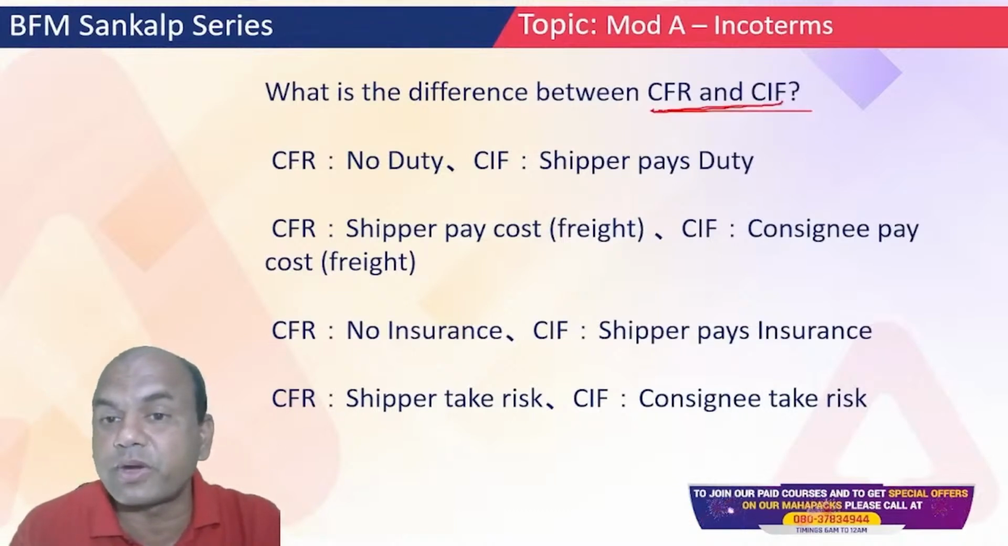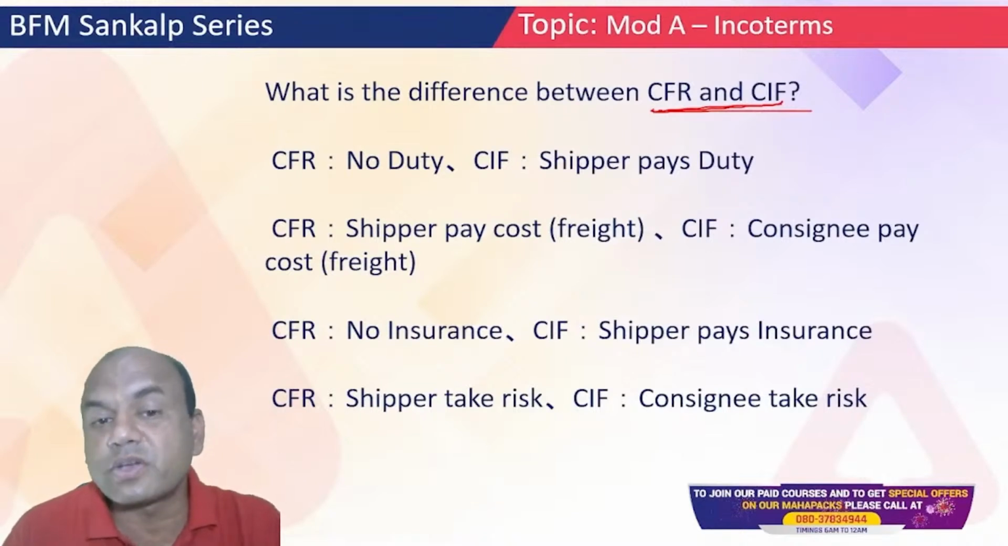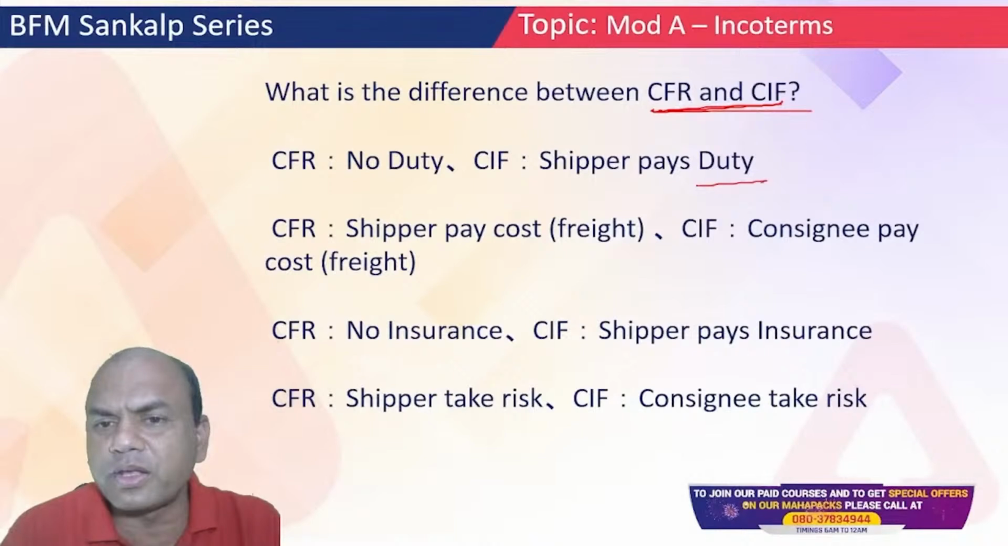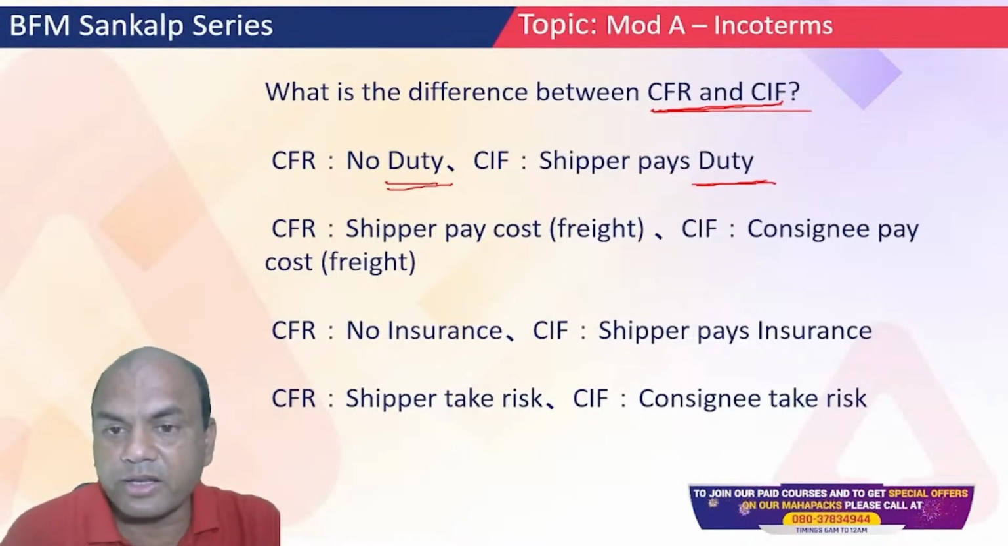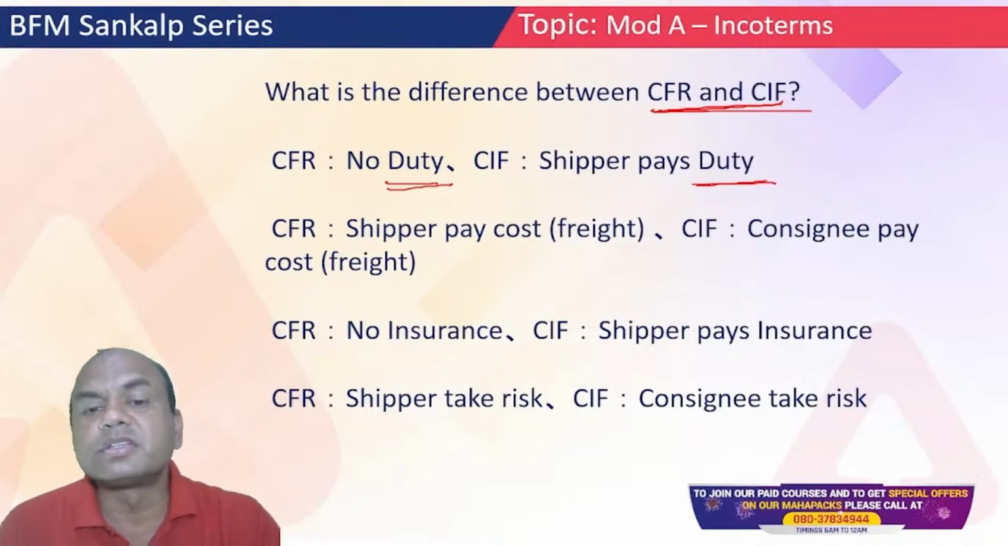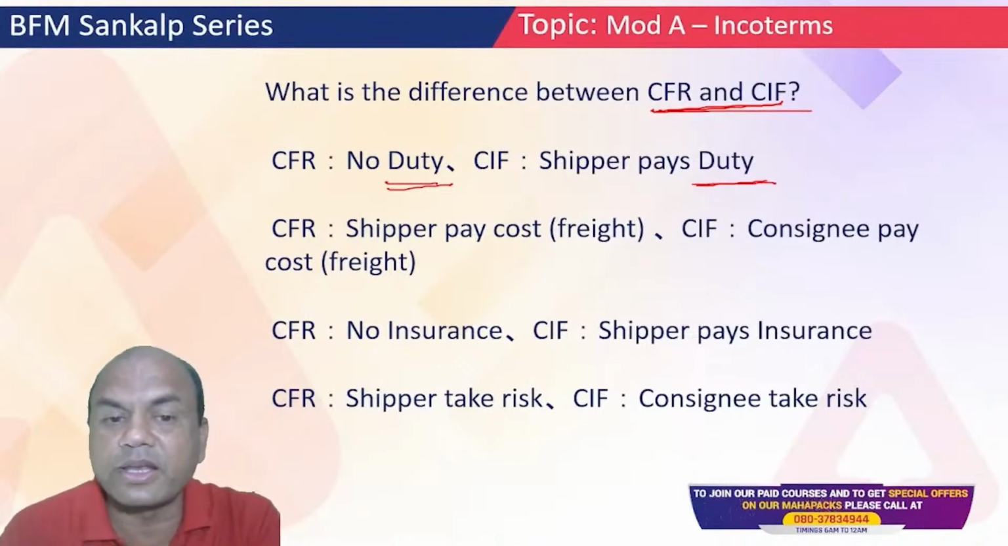What is the difference between CFR and CIF? CFR, see this, cost and freight. CIF means cost, insurance and freight. So CFR, no duty; CIF, shipper pays duty. Is this related to duty? Not at all. Nothing related to duty. CFR, shipper pays the cost, meaning freight, and here in CIF, consignee pays freight. Shipper means the shipping company, or in fact the seller.